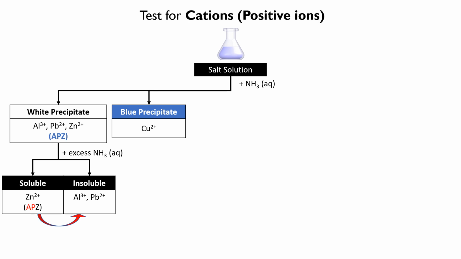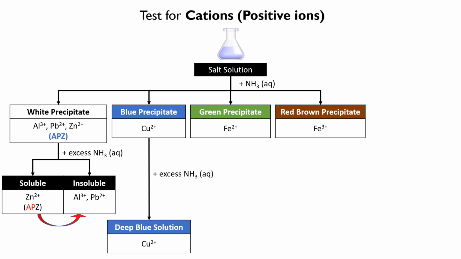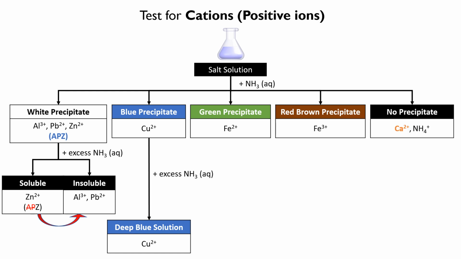Next, similarly, if you obtain blue precipitate, it will be copper-2 ion. One difference is that when excess aqueous ammonia is added, the blue precipitate will dissolve to form deep blue solution. If you obtain green precipitate, it will be iron-2 ion. Next, if you obtain reddish-brown precipitate, it will be iron-3 ion. And lastly, if there is no precipitate formed, there will be two possibilities. One is calcium, which is the cation that is insoluble in excess aqueous sodium hydroxide, and ammonium.